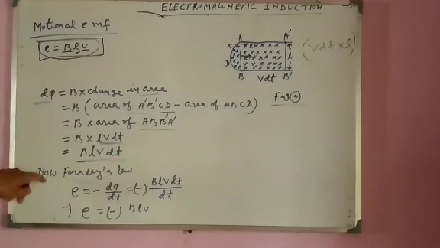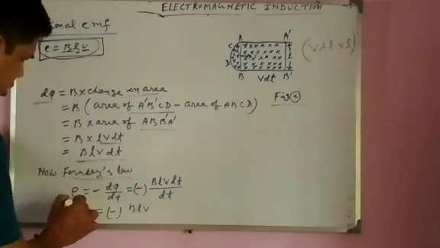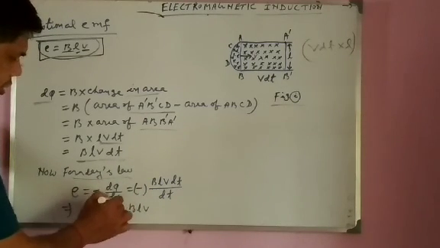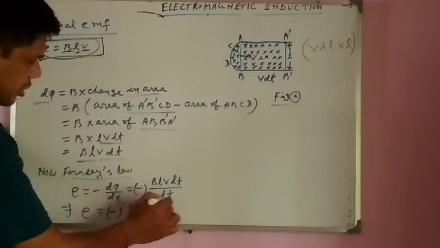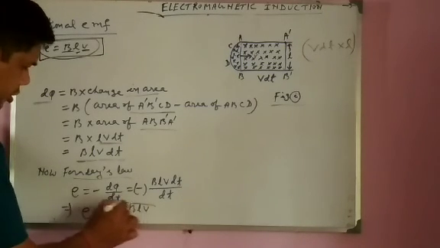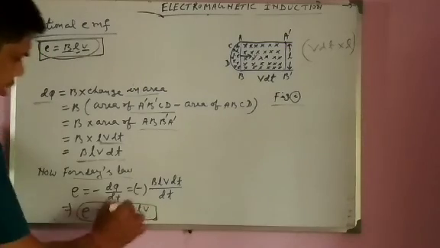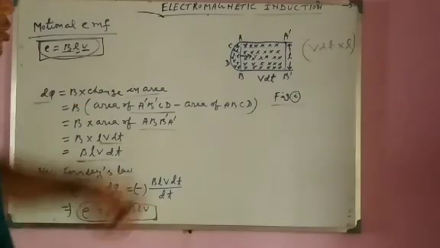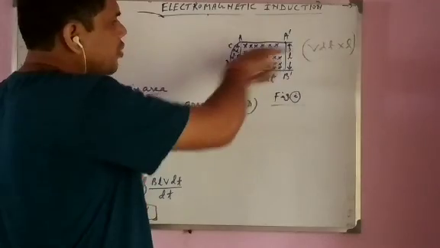This is the change of magnetic flux. Now, according to Faraday's law or the combination of Faraday's and Lenz's law, we can write E equal to minus d phi by dt. So equal to minus BLV dt by dt; dt cancels. E equal to minus BLV. So this is the expression of motional EMF, the induced EMF due to motion of this conductor AB with velocity V along this direction.